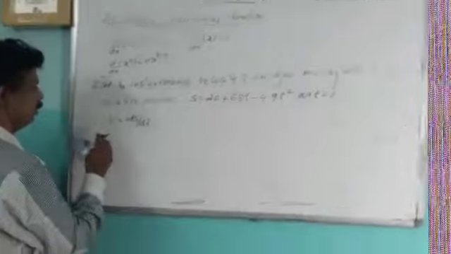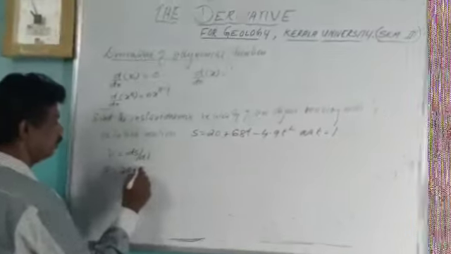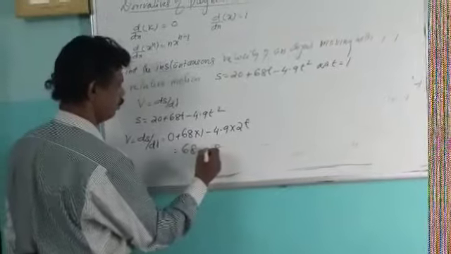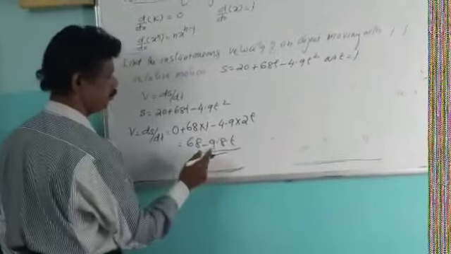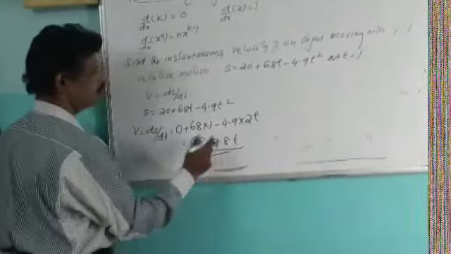That is s equal to 20 plus 68t minus 4.9t square. That is v equal to ds by dt, equal to the derivative of 20, which is 0, plus the derivative of 68t, which is 68, minus 4.9 into the derivative of t square, 2t. That is 68 minus 9.8t. That is v. But given that we have to find ds by dt at t equal to 1. Substitute that value here: 68 minus 9.8 into 1, equal to 68 minus 9.8.